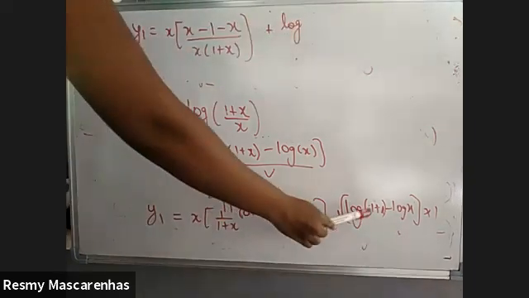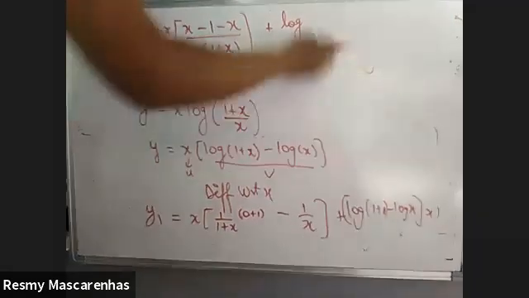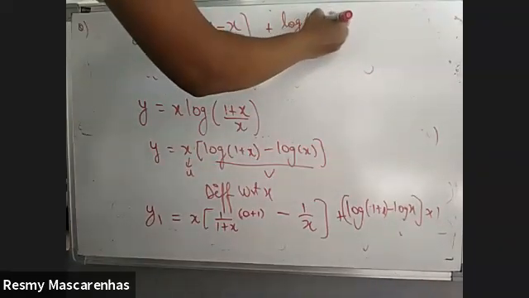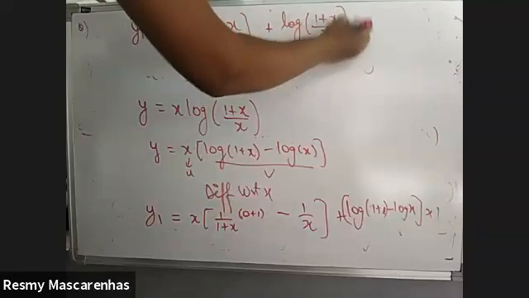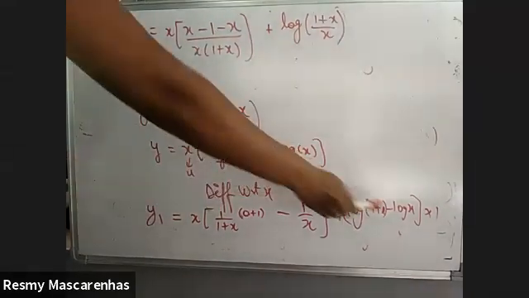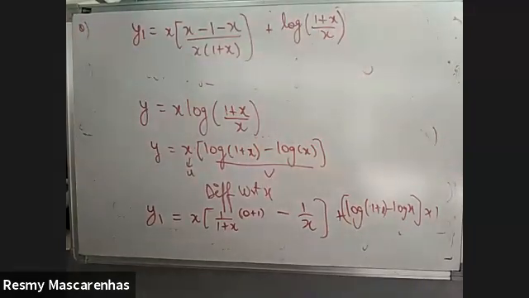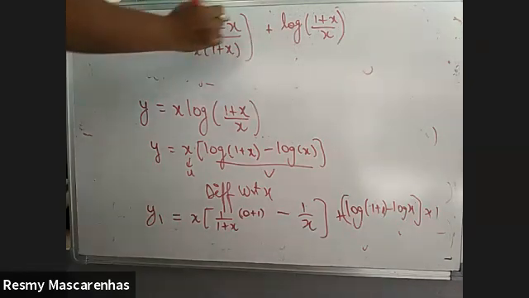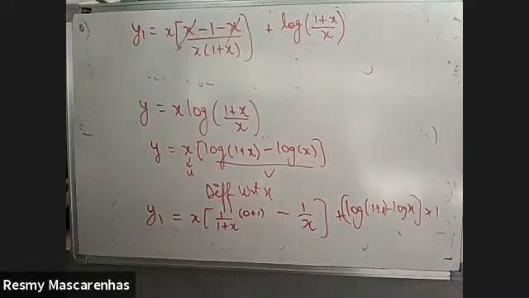Here what I can do, I can write this back. Log of a minus log of b is what? Log of (1 plus x) upon x. Okay, this I just wrote back. x and x will cancel. Sorry, minus, yeah, plus x and minus x will cancel.